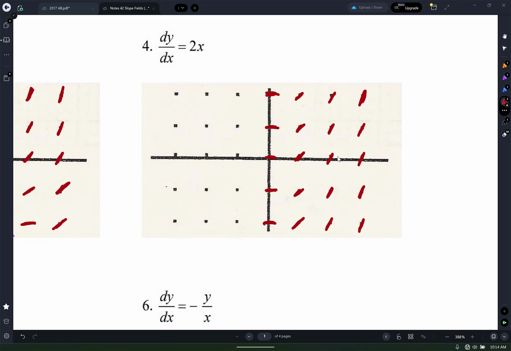At x equals negative 1, the slope is negative 2. At negative 2, the slope is negative 4. And at negative 3, the slope is negative 6. And there it is.